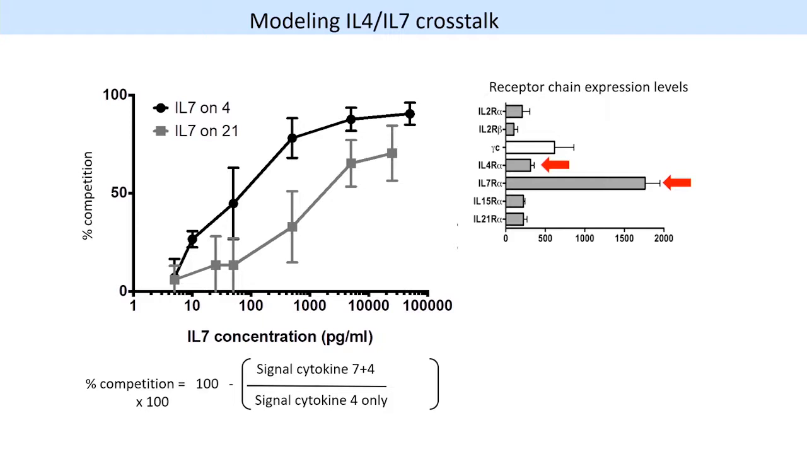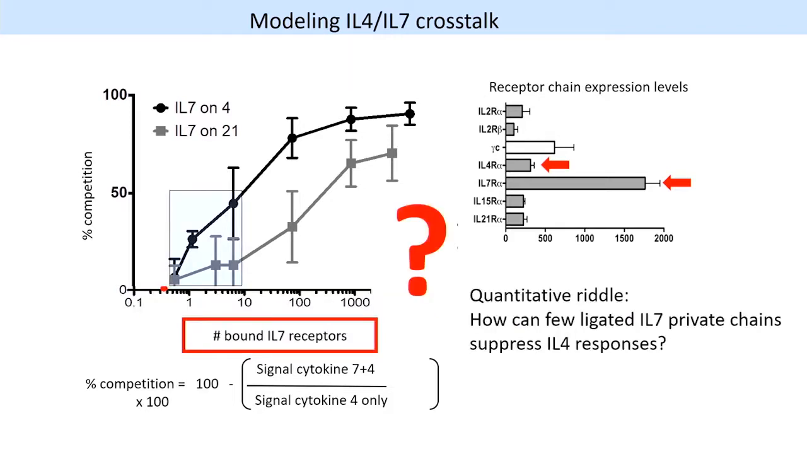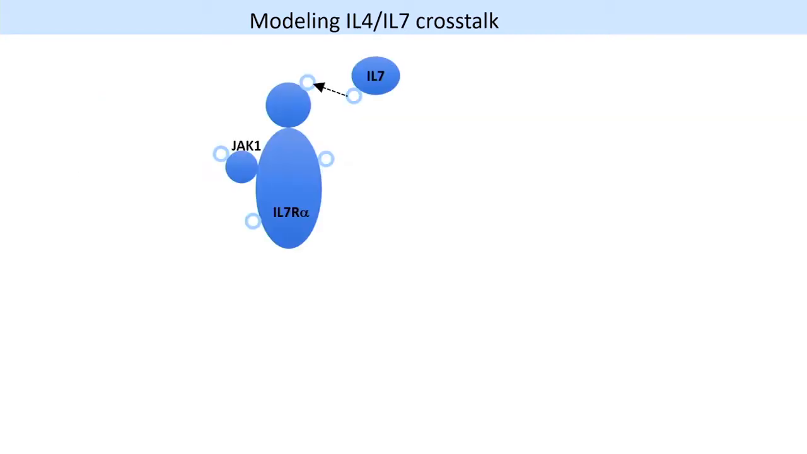Knowing the KD of the interactions between the cytokines and these chains, we can translate this into the number of bound IL-7 receptors, so these doses. And what we find is, surprisingly, that roughly 10 bound IL-7 receptors can exert a very strong suppression on the IL-4 system, which is quite surprising. Yeah? If you take away 10 of these roughly 600 common gamma chains, how can it exert such a strong effect? So we were left with a quantitative riddle that we tried to solve with a quantitative computational model.